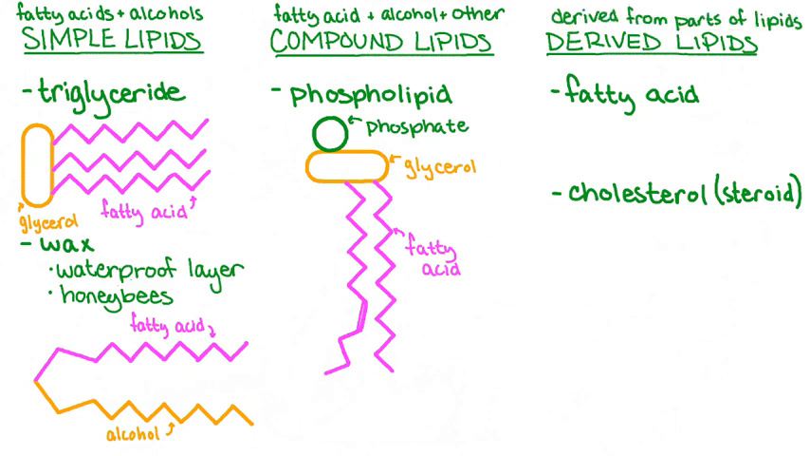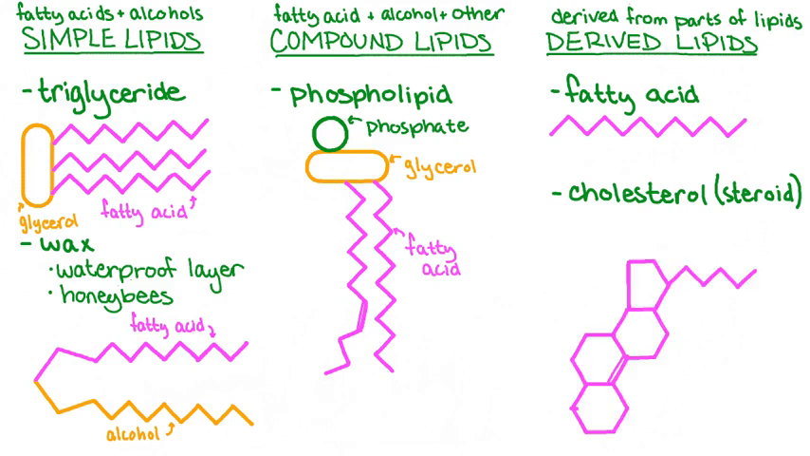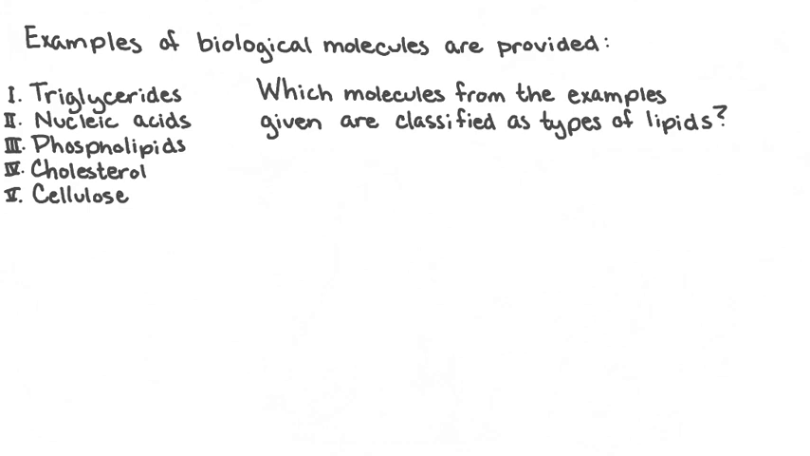Derived lipids are compounds with the properties of lipids that are derived from the hydrolysis products of simple and compound lipids. One example that we're already familiar with is a fatty acid. Derived lipids also include a group of compounds known as steroids, an example of which is cholesterol. Cholesterol functions to provide strength and structure to the cell membranes of animal cells. Now that we've learned about the structure of lipids, their functions, and how they're classified, let's try a practice question.